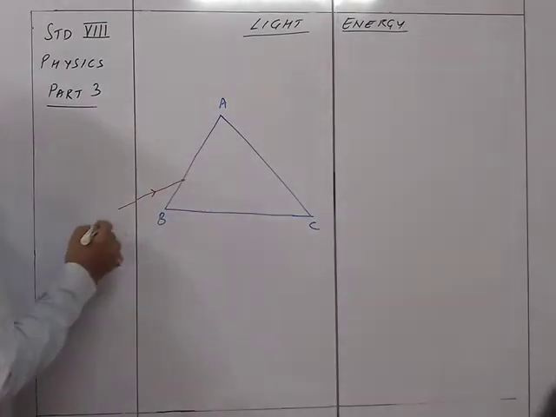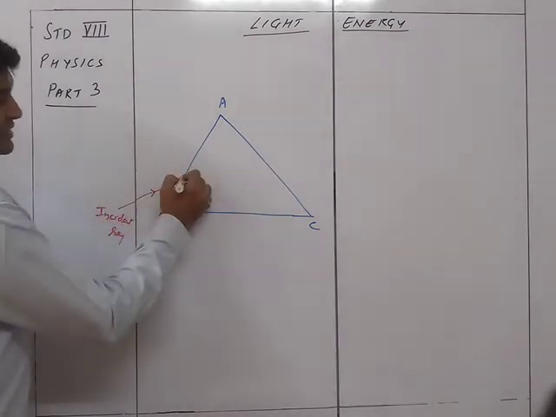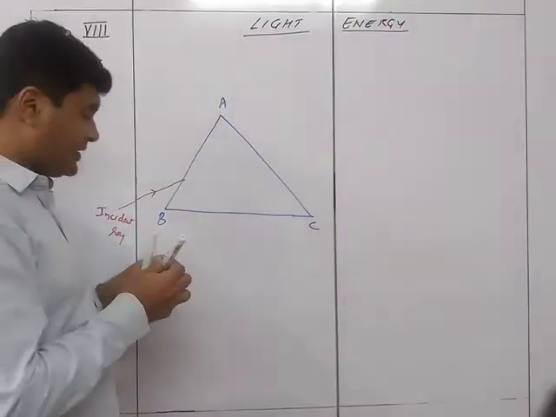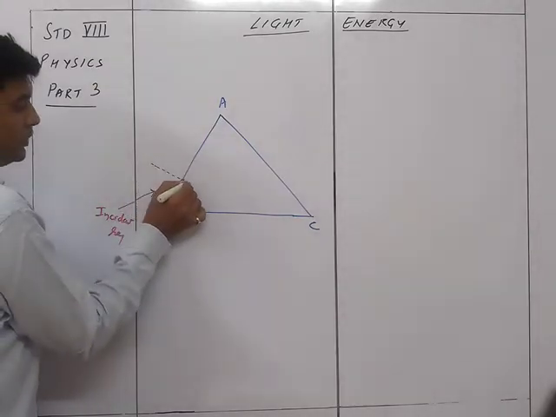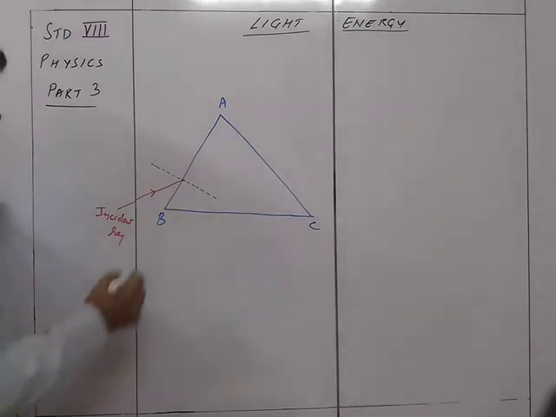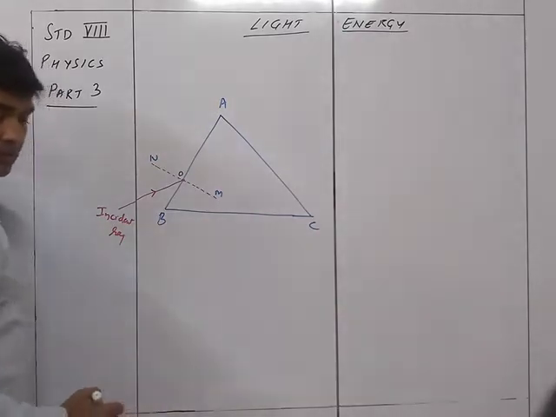So this is the incident ray. Now this is the point of incidence, so there will be a normal to be drawn over here. The normal can be drawn over here, which is perpendicular to this side. So this is the normal which can be drawn. Okay, so we'll call this as O, this is N and this is M, right?